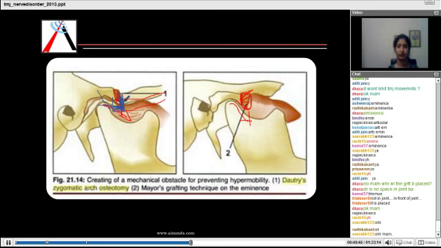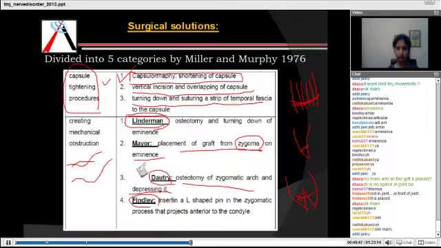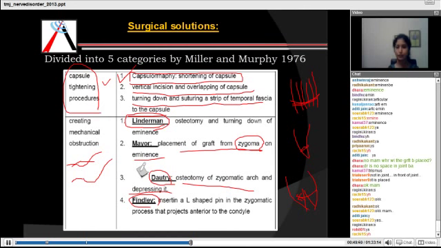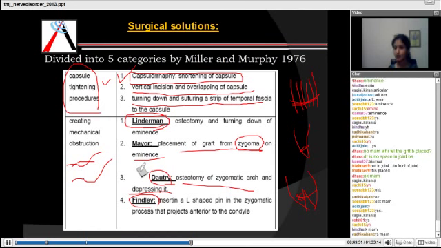So clear with all the procedures? Lindemann: osteotomy and turning down the eminence. Mayer placed a graft. Daughtry did an osteotomy of the zygomatic arch. This is a very important MCQ asked. Findlay inserted an L-shaped pin.